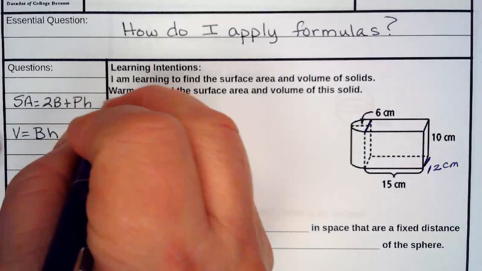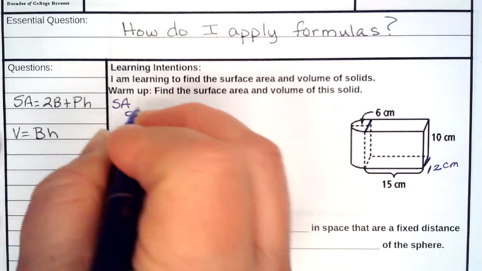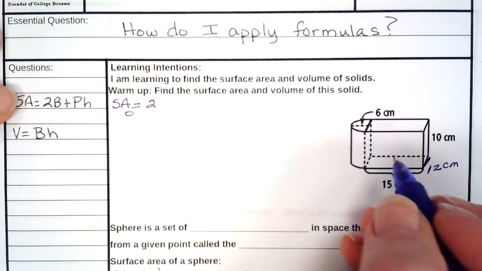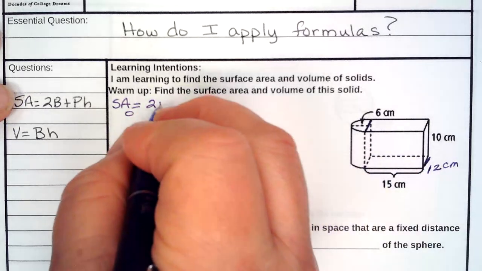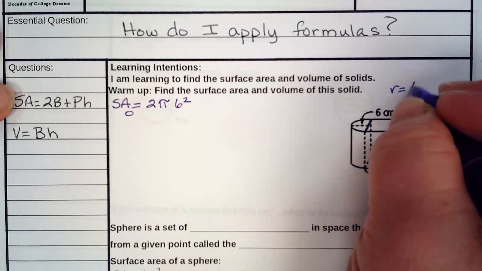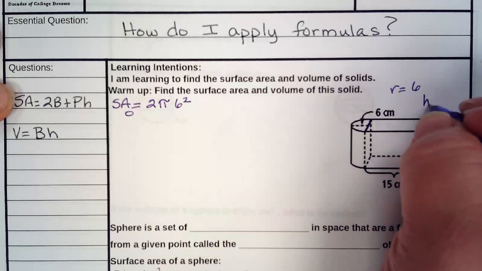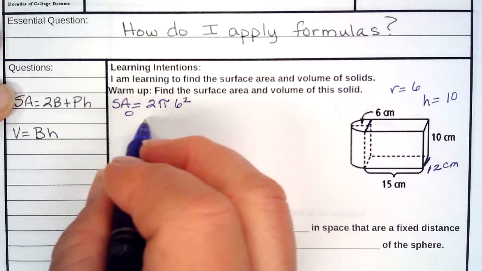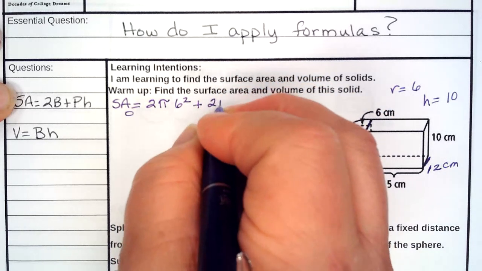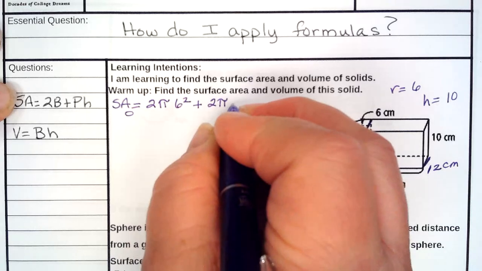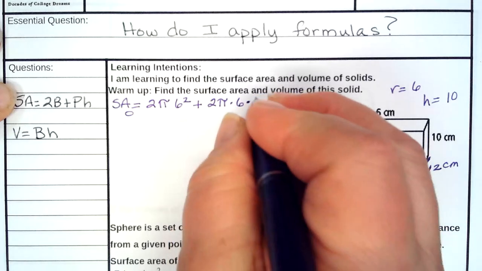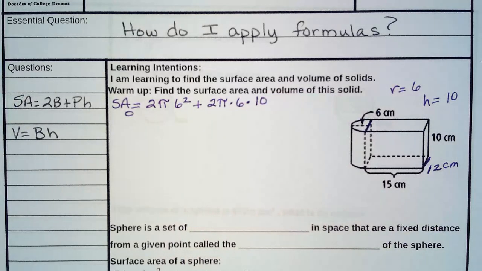So for the surface area of the cylinder, it will be 2 times the area of the base, which is the area of a circle, pi times 6 squared. Remember, our radius here is 6. Our height here will be 10. Plus, my perimeter is 2 pi times 6. That is your circumference of the circle. Then times 10, which is my height.